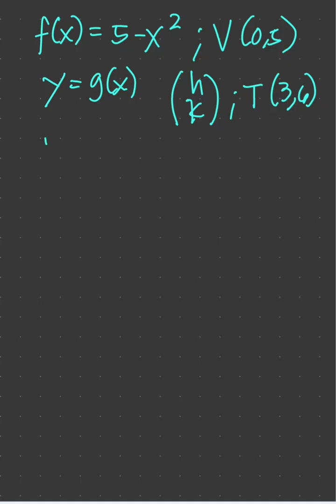Yeah? So h here should be 3. You translate it 3 units to the right, and then k should be 6, because it is translated 1 unit upwards, 1 unit up.